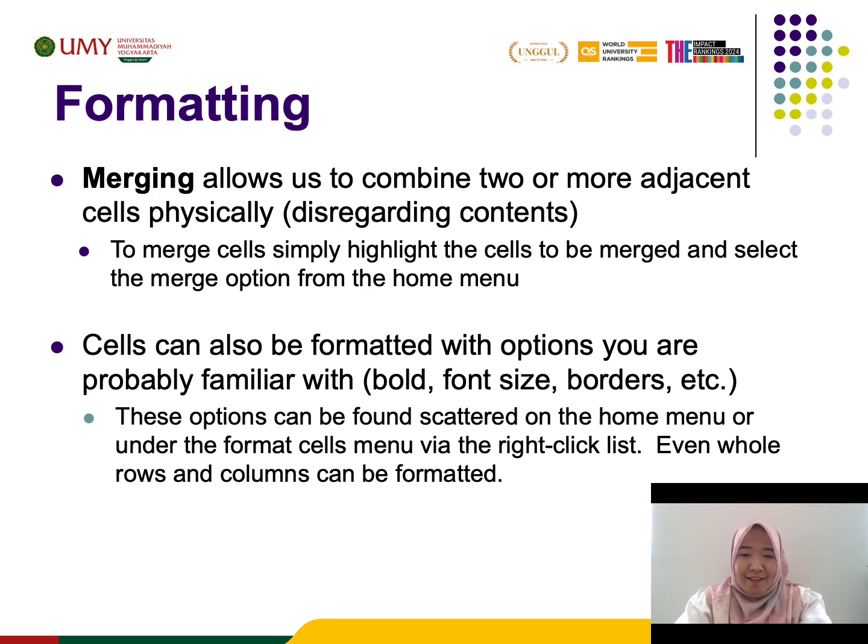Then, to format cells, merging allows us to combine two or more adjacent cells physically, disregarding contents. To merge cells, simply highlight the cells to be merged and select the Merge option from the Home menu. Cells can also be formatted with the options that you are familiar with, such as bold, font size, borders, etc. These options can be found scattered on the Home menu or under the Format Cells menu via the right-click list. Even whole rows and columns can be formatted.